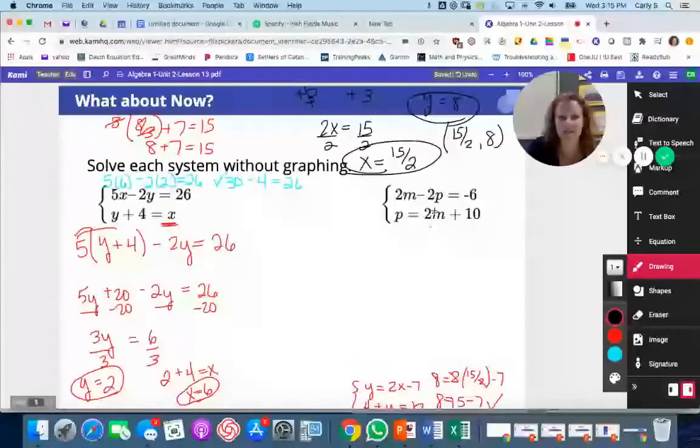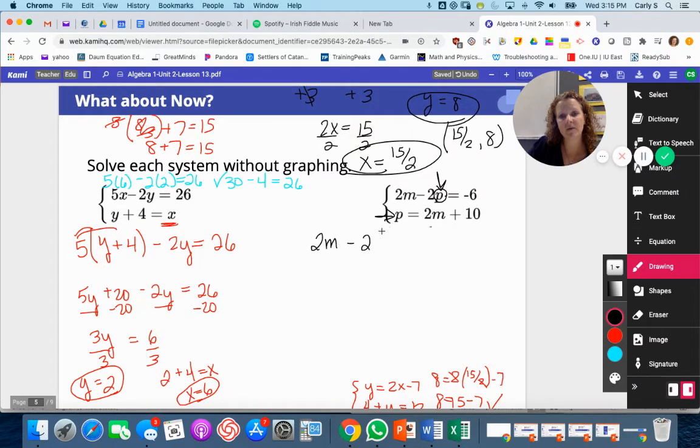All right, let's try this next one. So our second equation is already isolated for p. Let's go ahead and substitute that into the first equation for p. So what I always do is literally where the p was, I put in parentheses and substitute what I know.